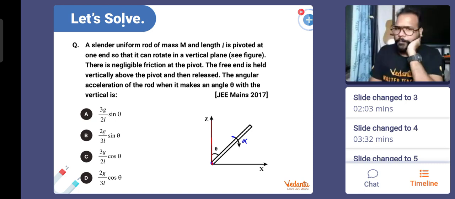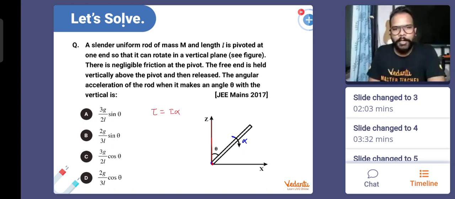The question is saying that when the rod is making an angle theta with the vertical, what do you think will be the angular acceleration alpha of the rod? So nothing else. We just need the equation tau equal to I alpha.